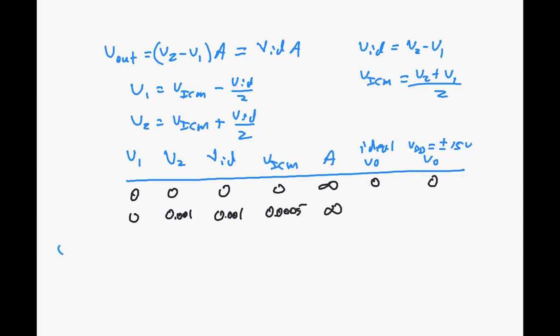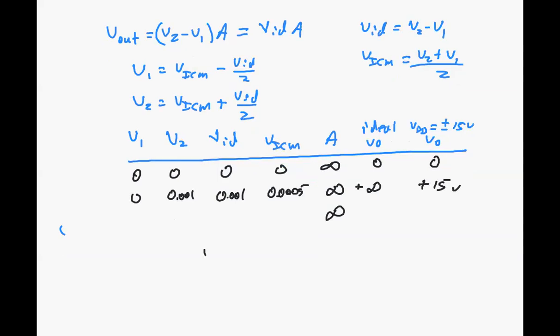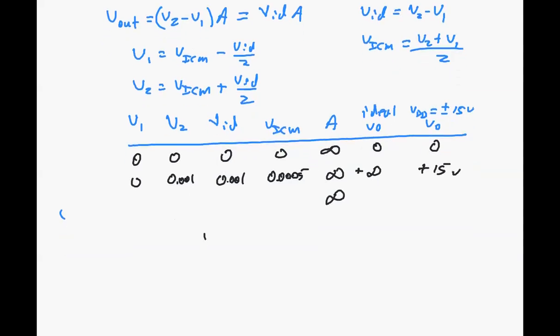Still have infinite gain. The ideal output now will be positive infinity, because V2 is larger than V1. We have a differential voltage. But if we had a real op-amp, we'd have a maximum of plus 15 volts. Why is it plus? Well, the ideal output would be plus infinity. So if we're limited, we're limited to 15 volts by that real power supply limit.